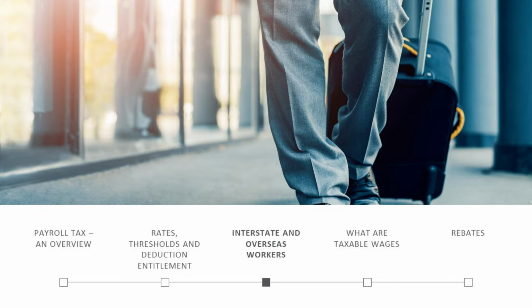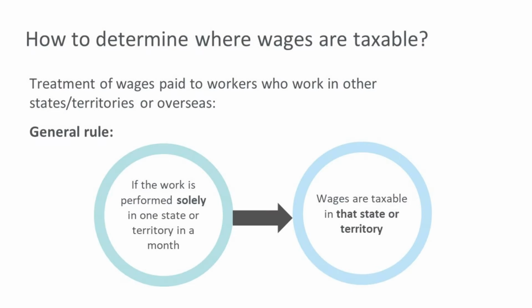Let's take a closer look at interstate and overseas workers. An area of confusion with payroll tax is how to treat wages paid to workers who work in other states and territories or overseas. If a worker performs work in one state or territory in the month, then the payroll tax liability arises in that state or territory. For example, if a business head office is in Melbourne, but the manager is working full-time in Sydney, the liability arises in New South Wales.